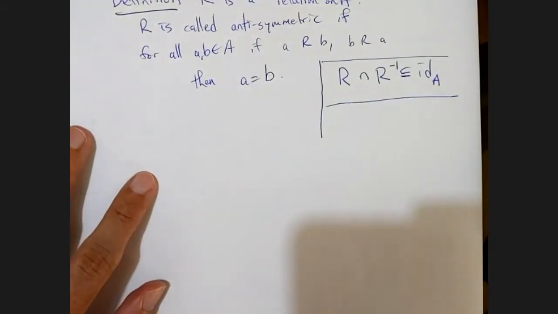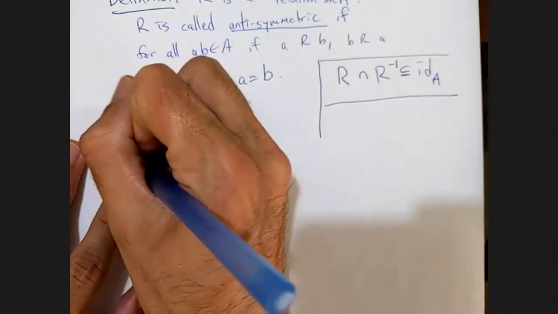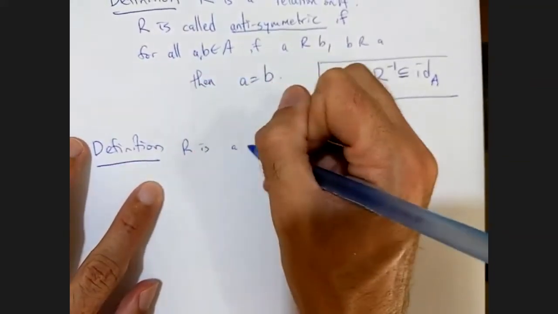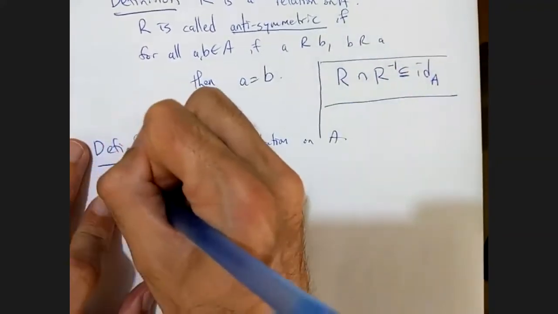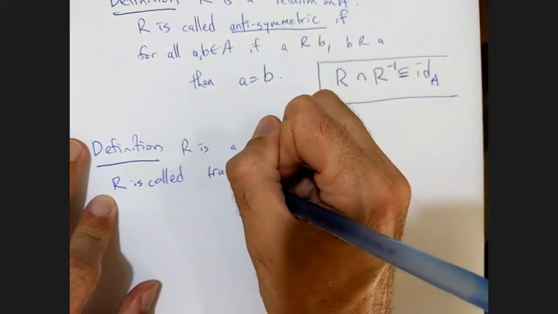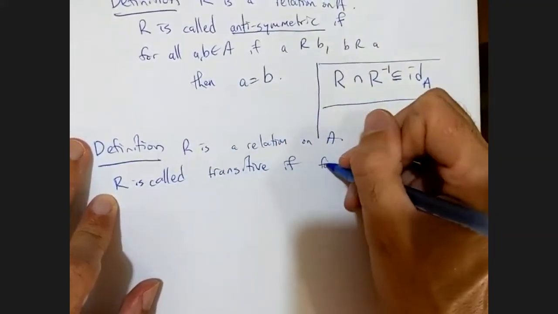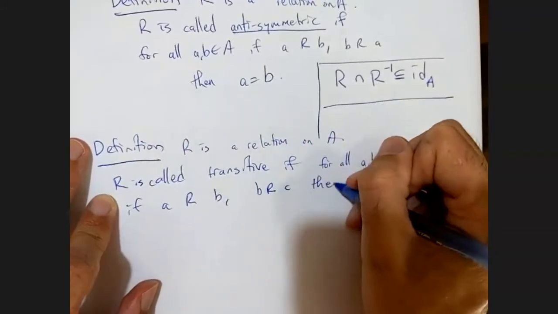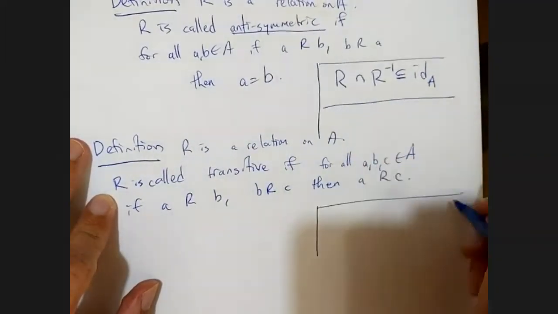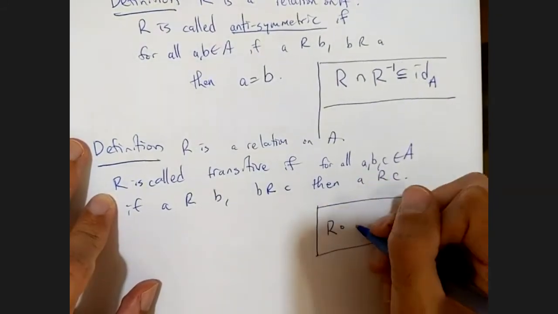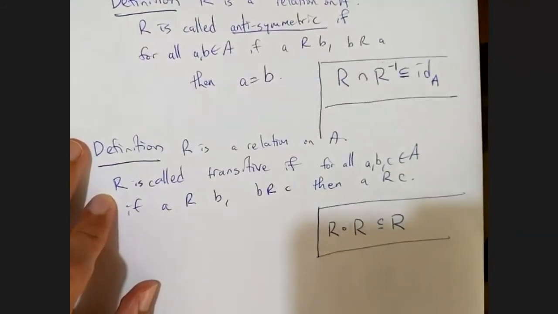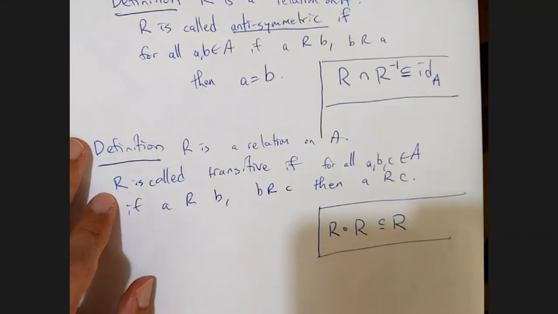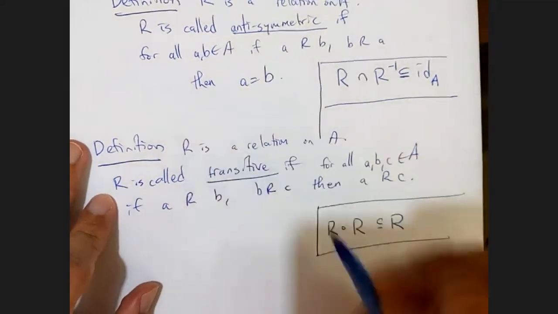Okay. And then we also have transitive. Again, R is a relation on A. R is called transitive if for all A, B, C, if A is related to B and B is related to C, then A is related to C. In terms of the relation R, you can write that as R composed with R is a subset of R. Okay, that's transitivity.